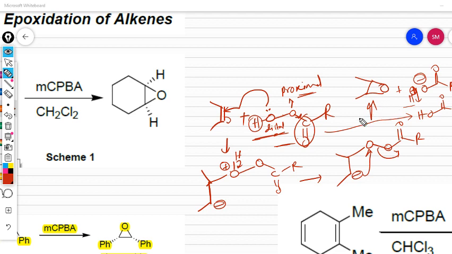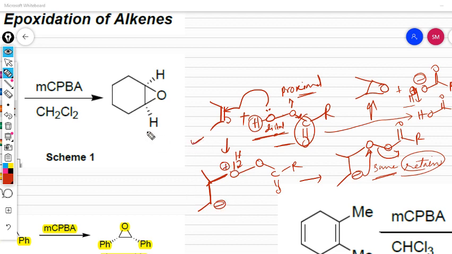During the attack, if the oxygen is attached to this side, the attack of the anion on the oxygen will again be on the same side. That's why the stereochemistry is retained. If it is cis, a cis epoxide is going to form. If it is trans, a trans epoxide is going to form. So now we have seen the stereochemistry.